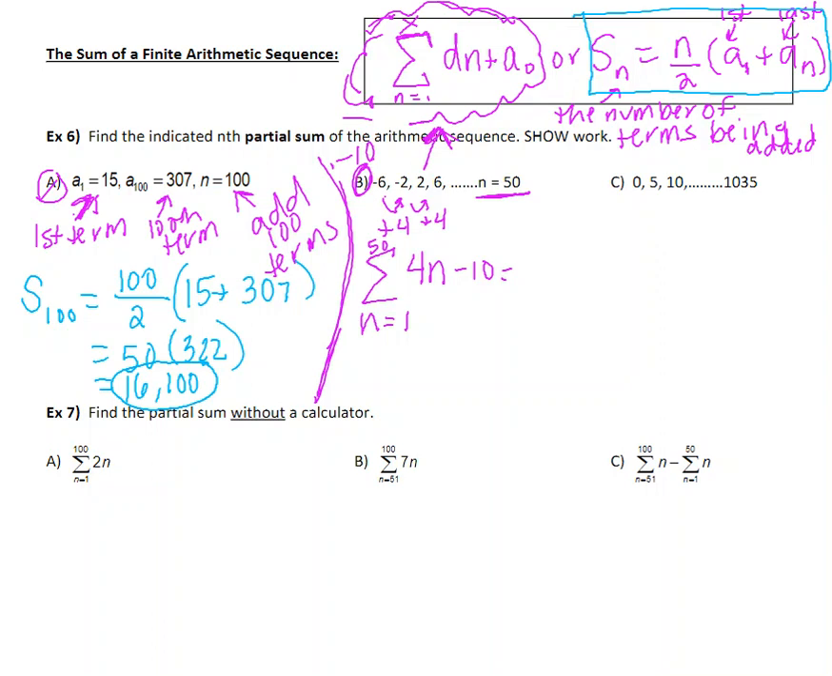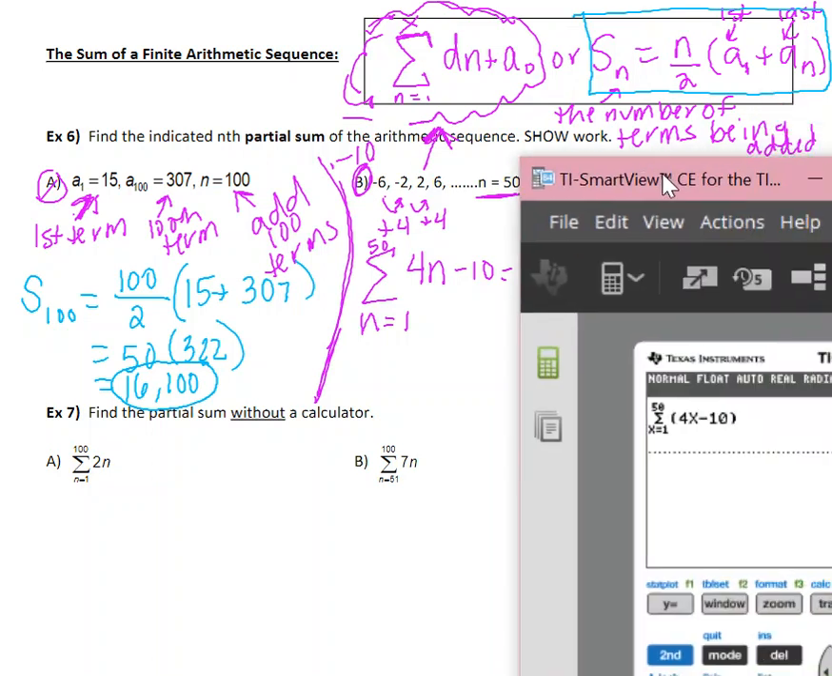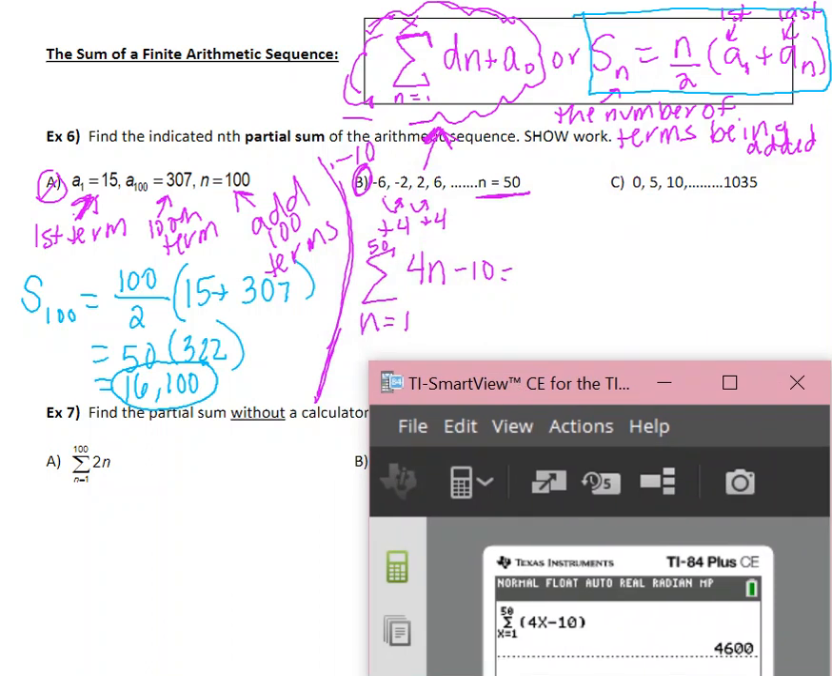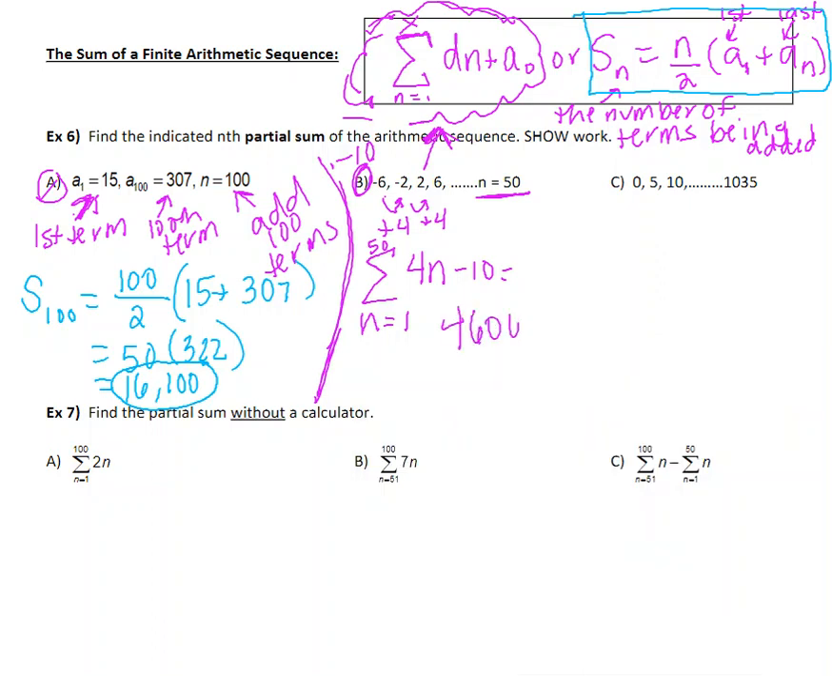And so you say x goes from 1 to 50, and then instead of n, I'm using x in the calculator. 4x minus 10. I wonder if I can bring this over into here. I'm curious. Well, I'm going to hit enter first. The answer is 4,600. Oh, look. Oh my gosh. I'm hoping you can see this now. So that's what you would type in. And the answer is 4,600.